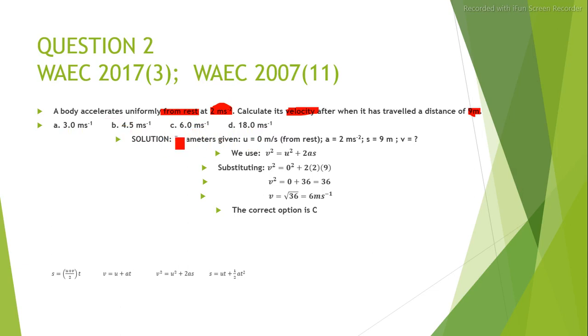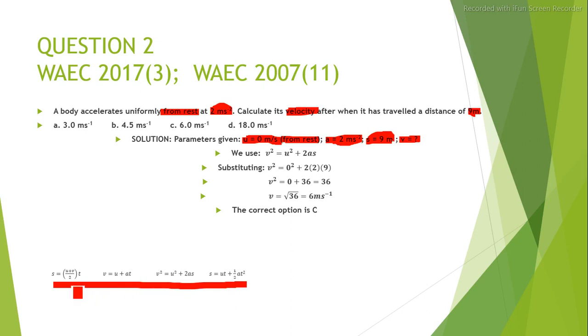So firstly we write out the parameters given. The parameters given: u is 0 meter per second because the object is starting from rest. Then we're given the acceleration a as 2 meter per second squared. We're given the distance s as 9 meter, and we are looking for v. So we go back to those equations again. We have the equations right here.